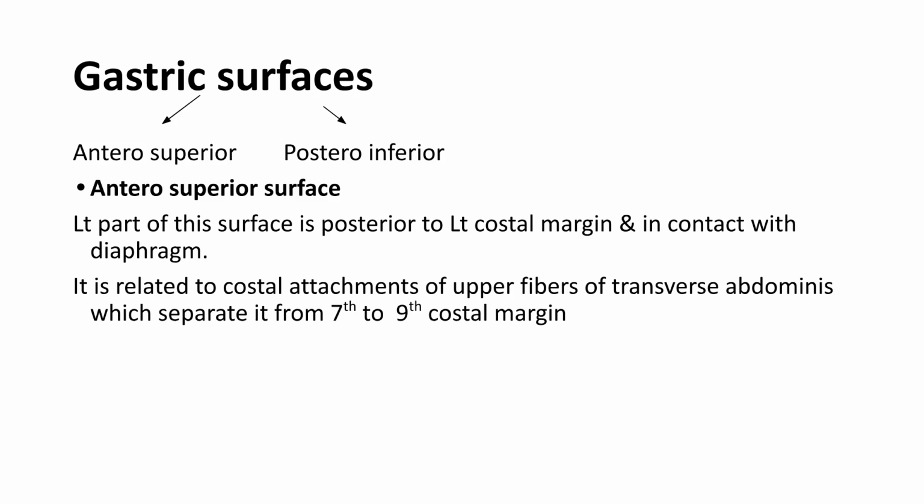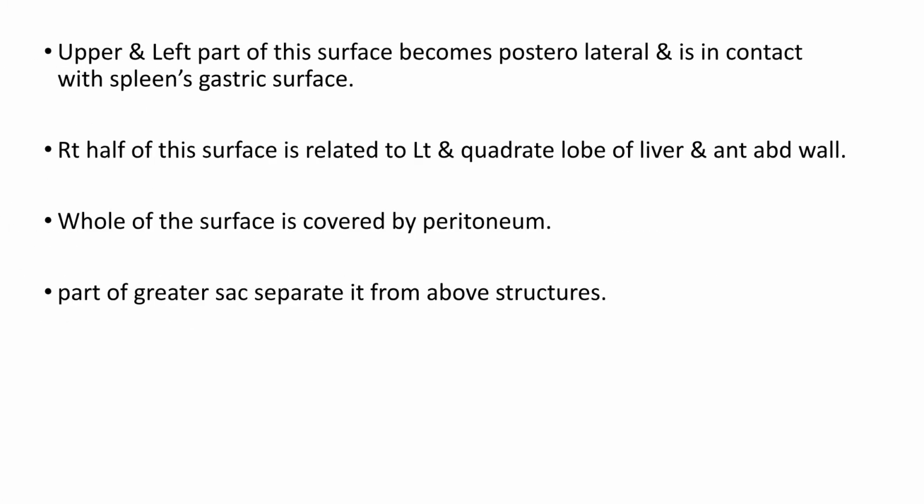to 9th costal margin. The upper and left parts of the anterosuperior surface become posterolateral and contact the spleen's gastric surface. The right half is related to the left and quadrate lobes of the liver and the anterior abdominal wall. The entire surface is covered by peritoneum, with part of the greater sac separating it from the structures above.